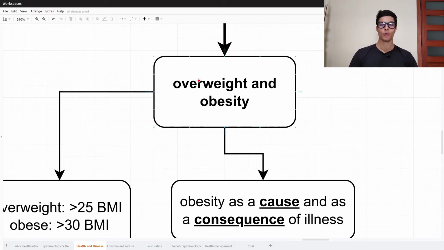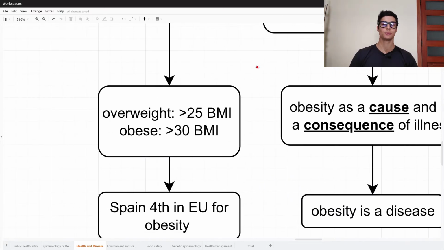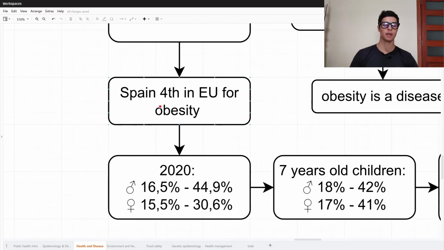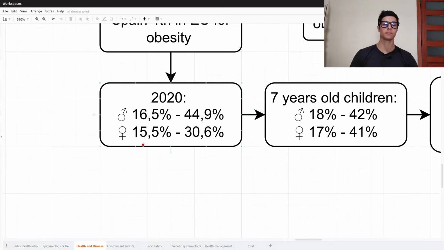Moving on, we have overweight and obesity. To start, we say that overweight is when you have a BMI over 25 and you are obese when you have a BMI over 30. This is body mass index. Spain is the fourth in Europe for obesity, and in 2020, 16.5% of males were obese and 44.9% were overweight.